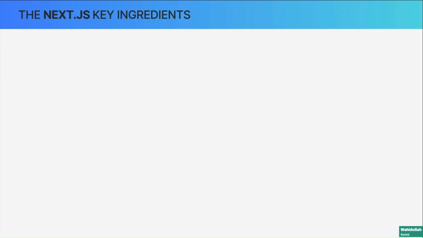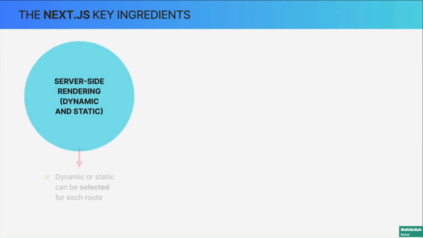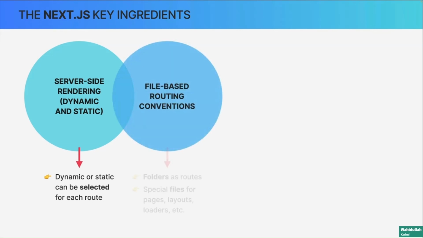So those are, first of course, server-side rendering, as we've talked about before. And Next.js supports both dynamic and static rendering, which we can basically select for each route. Now, to navigate through the application, Next.js comes with a router out of the box, or actually even 2 routers, as we'll see in the next slide.